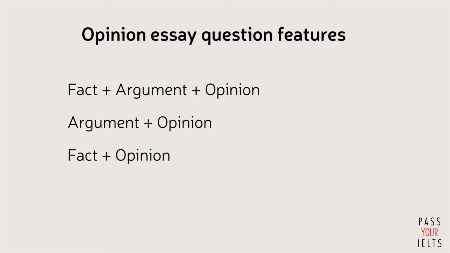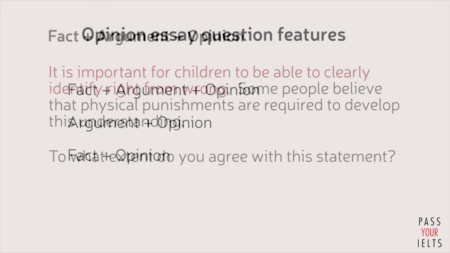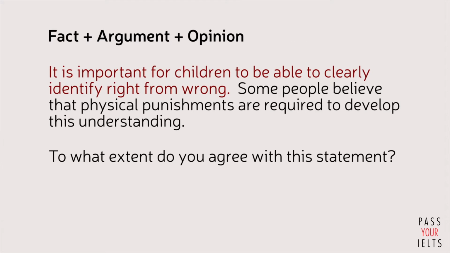Let's have a look at an example of the first structure. Fact, argument, opinion. Let's read. It is important for children to be able to clearly identify right from wrong. Some people believe that physical punishments are required to develop this understanding. To what extent do you agree with this statement?